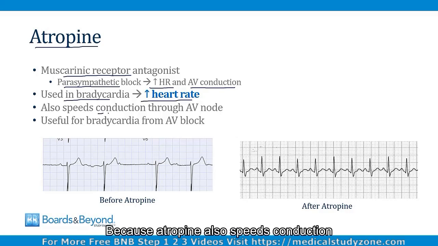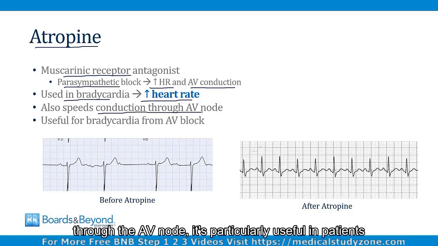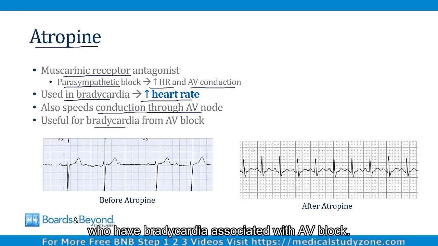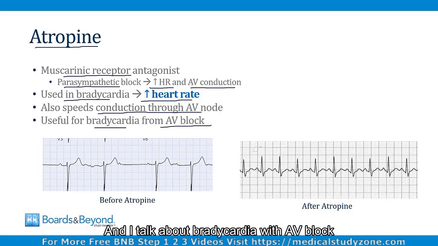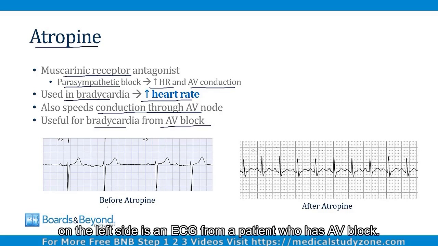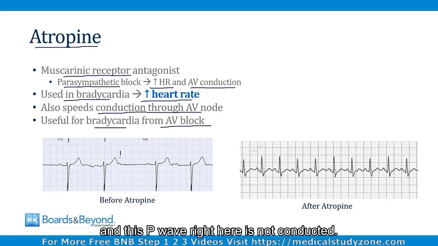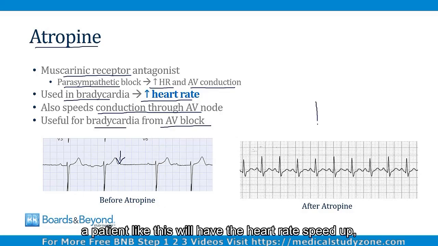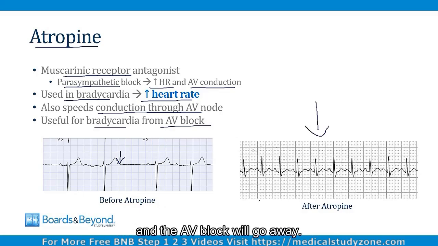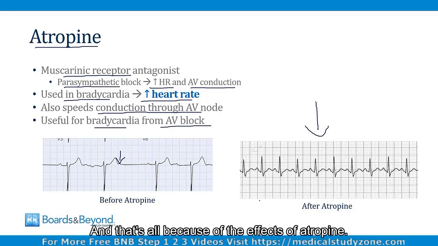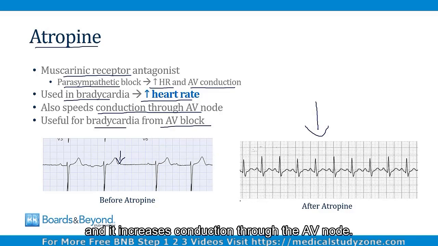Because atropine also speeds conduction through the AV node, it's particularly useful in patients who have bradycardia associated with AV block. And I talk about bradycardia with AV block in more detail in the video on bradycardia. But if you look at the bottom of the screen, on the left side is an ECG from a patient who has AV block. There's a very slow heart rate, and this P wave right here is not conducted. After you administer atropine, a patient like this will have their heart rate speed up and the AV block will go away, and that's all because of the effects of atropine. It increases the rate of the sinus node firing, and it increases conduction through the AV node.